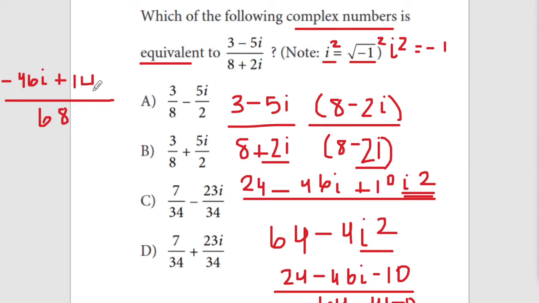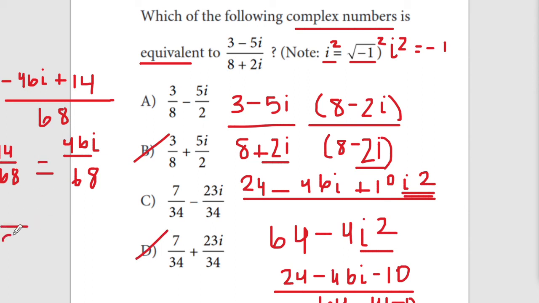And now I'm going to separate these because there's only one denominator, so I'm going to separate them into two different fractions and simplify. So first I'll do the 14 over 68, and minus 46i over 68. Before we know it, we can cancel out b and d because there's no plus here, it's a minus.